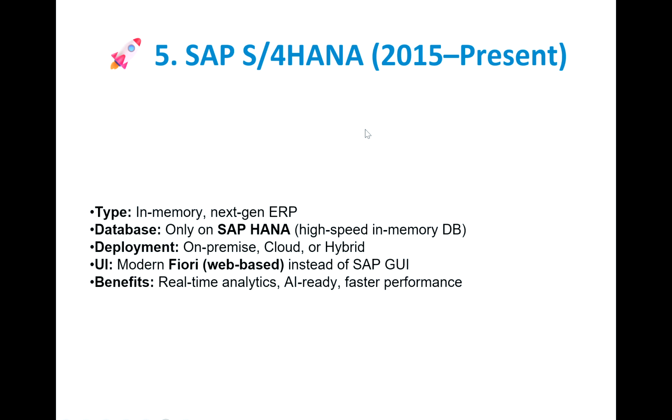So earlier it was ECC. S4 HANA is the advanced version of ECC. It is something more advanced, like we can call it the next generation ERP. It has its own data memory, like its own database, only on SAP HANA.